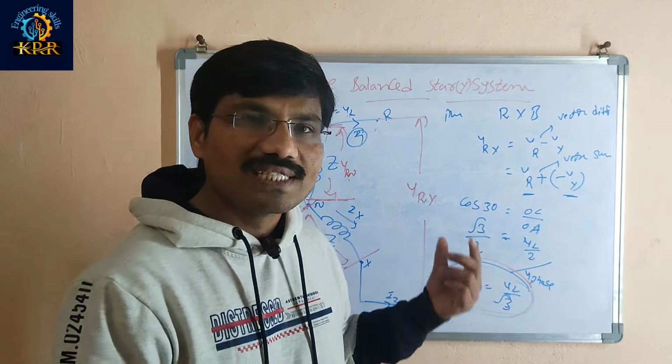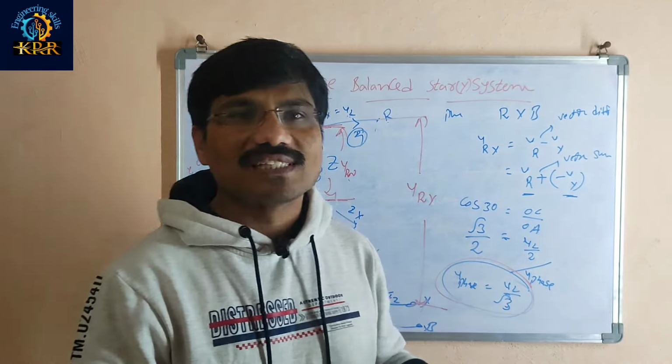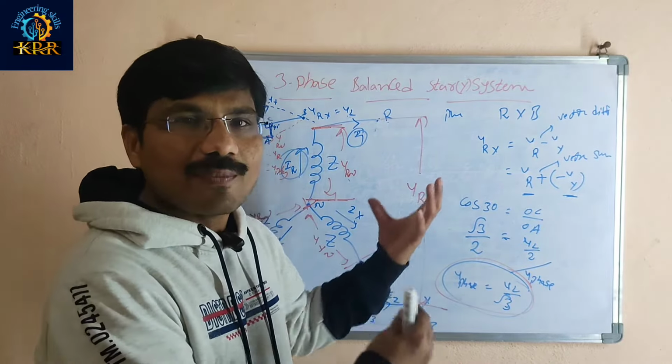Now we go for the voltage. Phase voltage is equal to line voltage by root 3. How do we get these two equations? Now I am explaining.